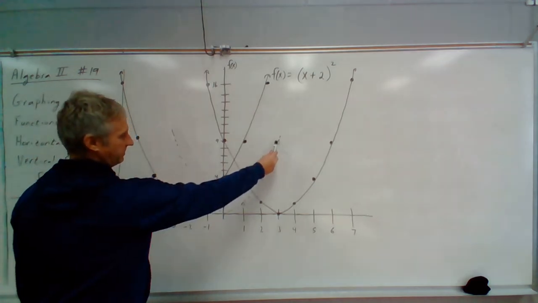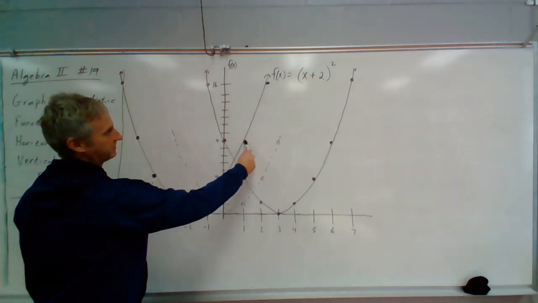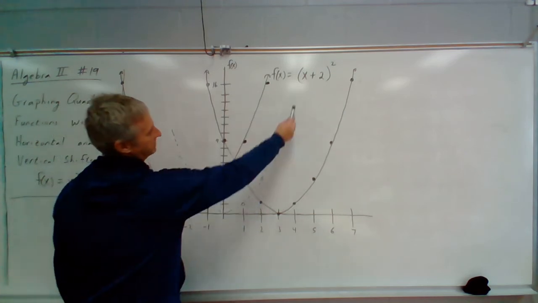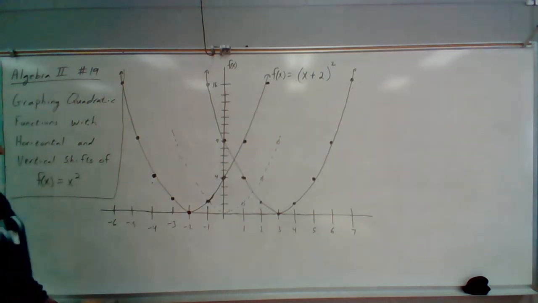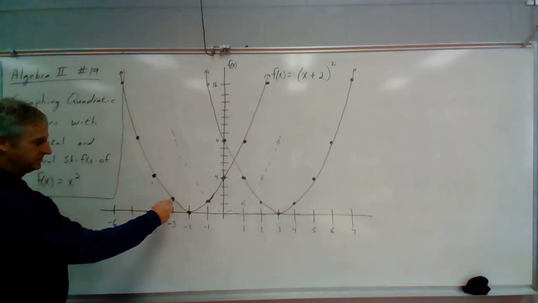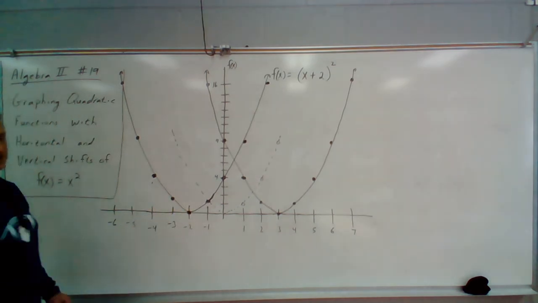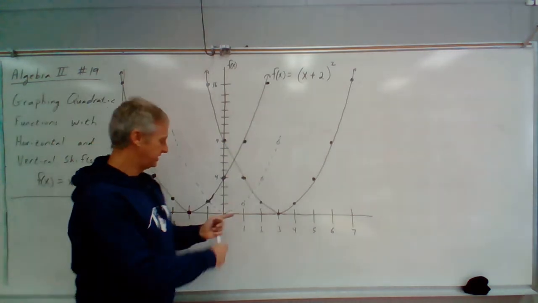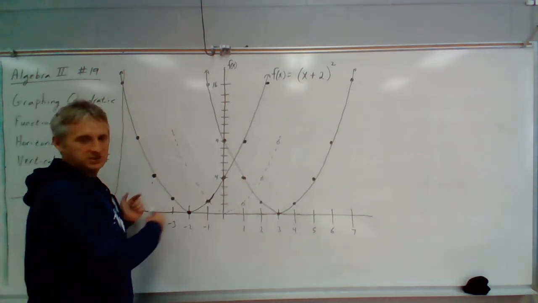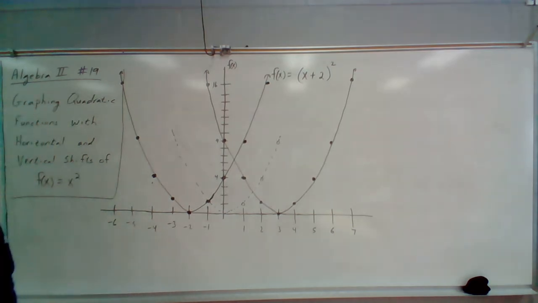This point went 2 units to the left. And this point, that's not really on there, went 2 units to the left. This point on the dotted line went 2 units left, and it's here, and so on. So that plus 2 inside of the parentheses moves the original parabola 2 units to the left.